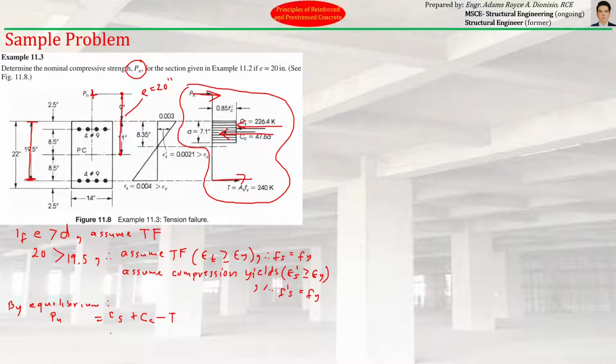Okay, yung Cs natin, Cs is just equal to As prime times supposedly, so lagay ko muna yung general equation na. It's supposedly fs prime minus 0.85 fc prime. And then yung Cc, it's supposedly 0.85 fc prime ab. And then yung T, minus T.